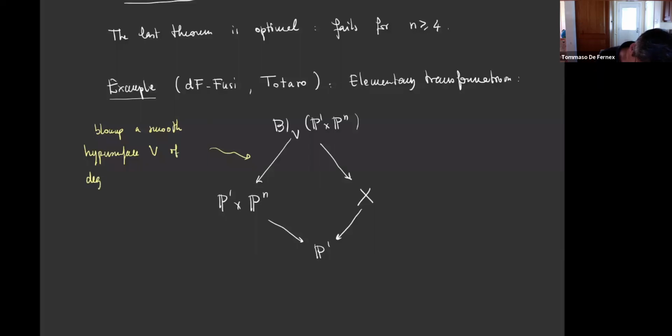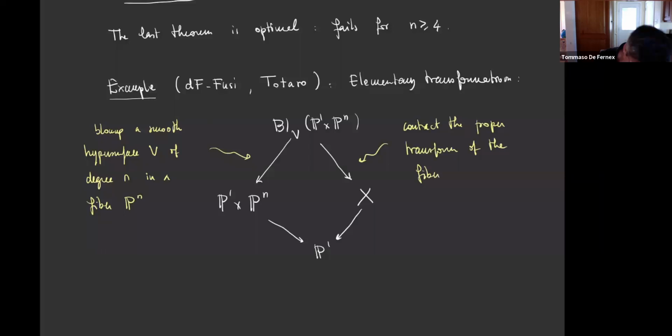Of degree n. I'm going to take the same degree n. It's not necessary, but that's in a fiber Pn. And now we do another blow-up on the other side, and we contract the proper transform of the fiber to a point.